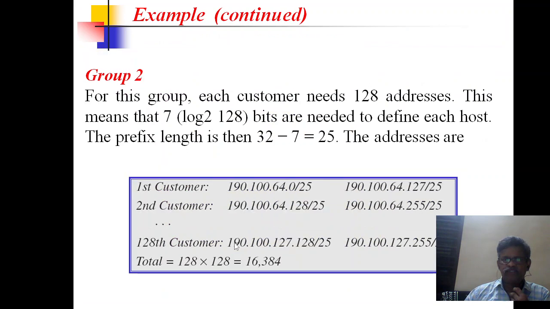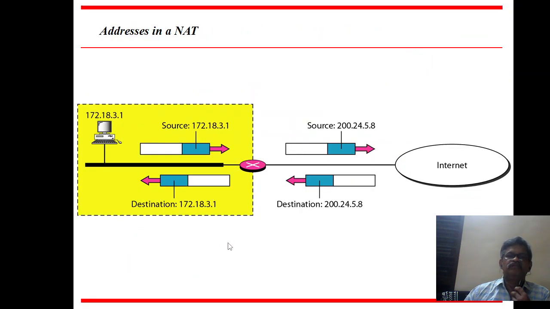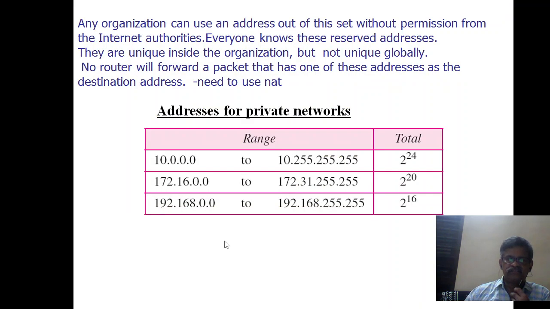And this portion, which I haven't talked about in the class, I will just explain here, because next day also I have to do the same thing. So there is a certain range of addresses called private network addresses. Any organization can use an address out of this set without permission from the internet authorities. These are called private addresses. Everyone knows these are reserved addresses. They are unique inside the organization but not unique globally. No router will forward a packet that has one of these addresses as the destination address.